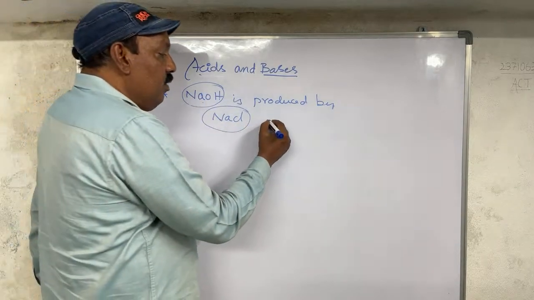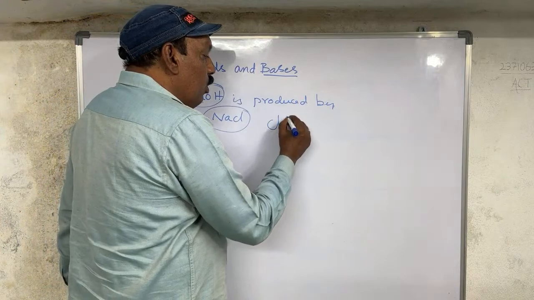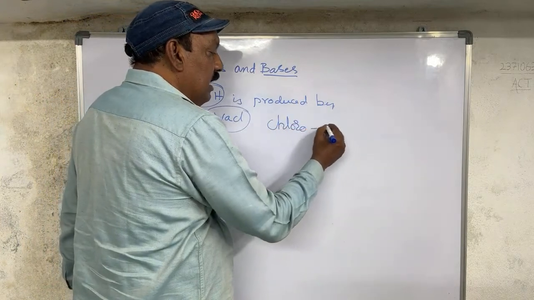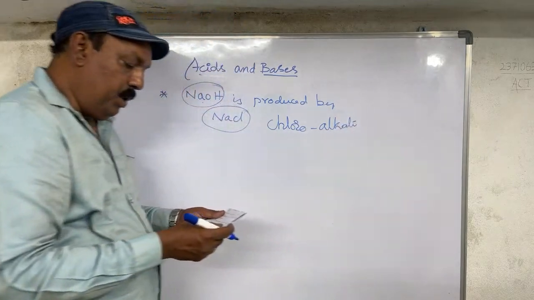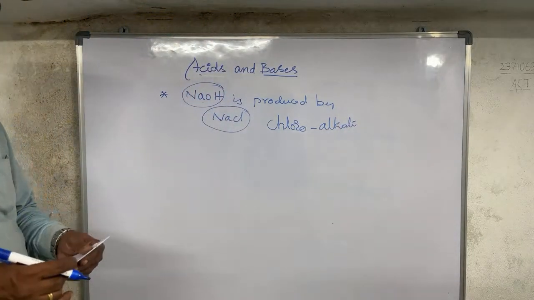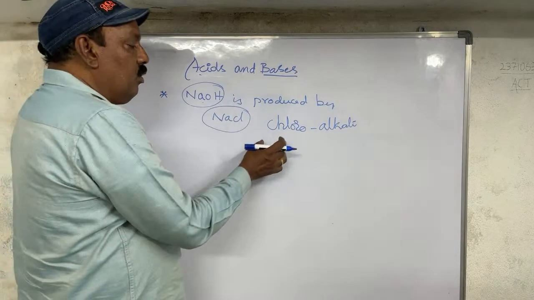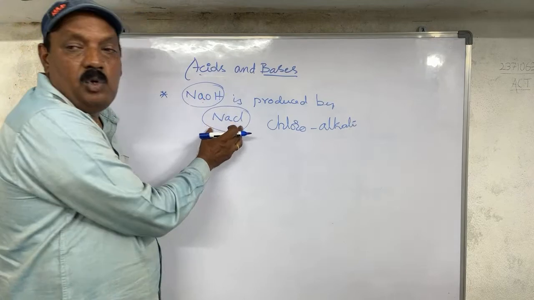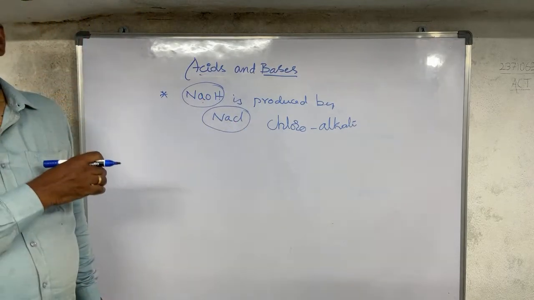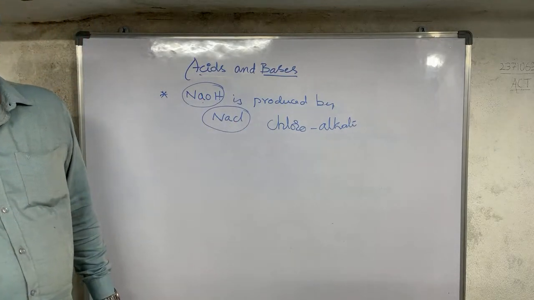What process do we call this? Chloroalkali process. So what is the chloroalkali process? Preparing sodium hydroxide by electrolyzing sodium chloride is nothing but chloroalkali.